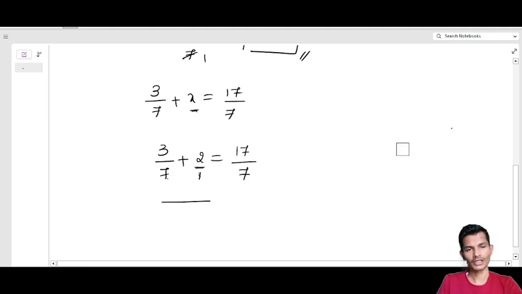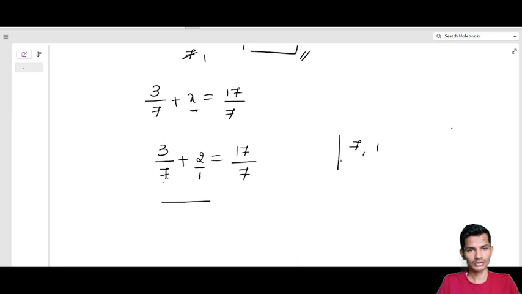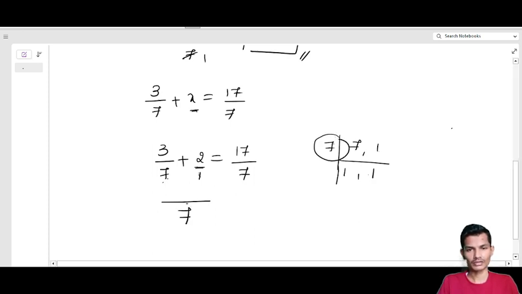So if we are going to find the LCM of these two, that is 7 comma 1, let us write here 7 comma 1. We don't have a 1 in the multiplication table of 7, so whatever the values are here, we keep them the same. So we are left with the 7. That is why I am writing the LCM of 7 and 1 is 7 only.